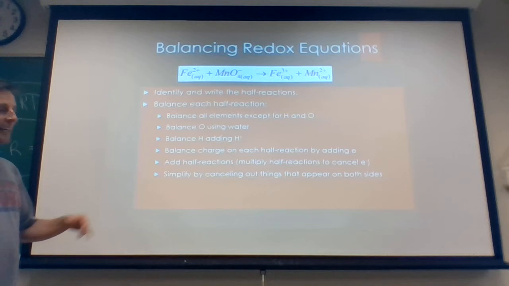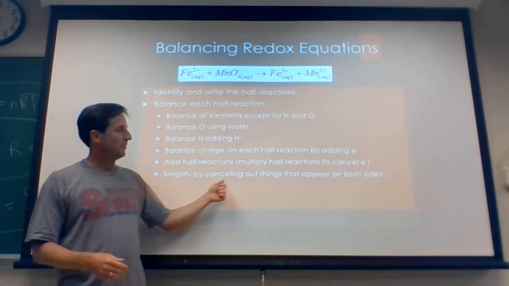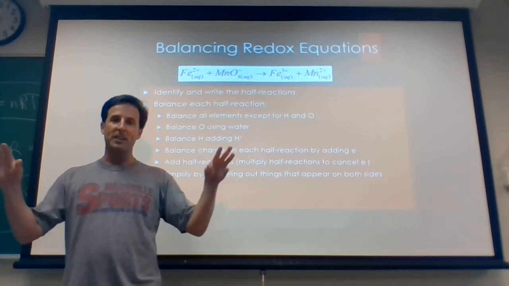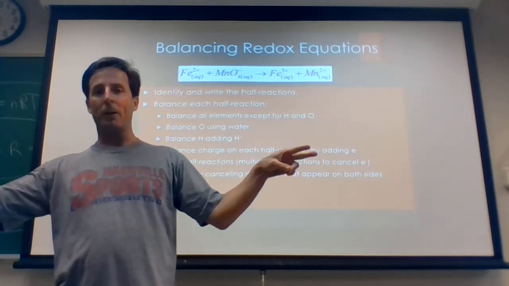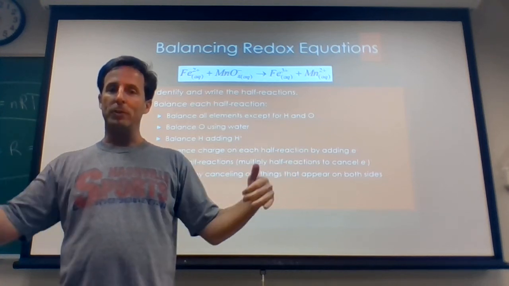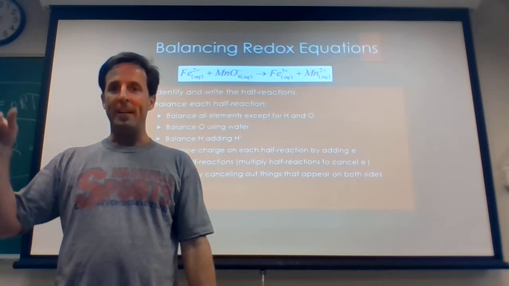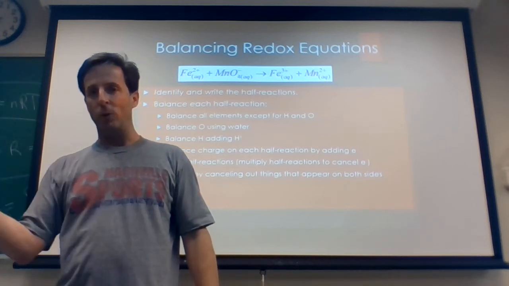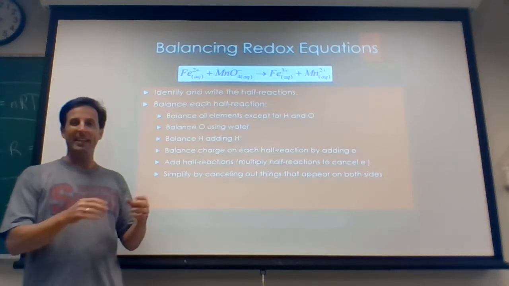Once I combine them in the right way, the electrons should cancel out. But then if you see anything else that appears on both sides, like sometimes you'll have 2 water molecules on one side and 5 water molecules on the other side, you're going to reduce that down so that the 2 would go away. I take 2 away from the other side where there's 5 and end up with 3 waters. I'm always going to simplify it down so that I don't have anything on both sides.